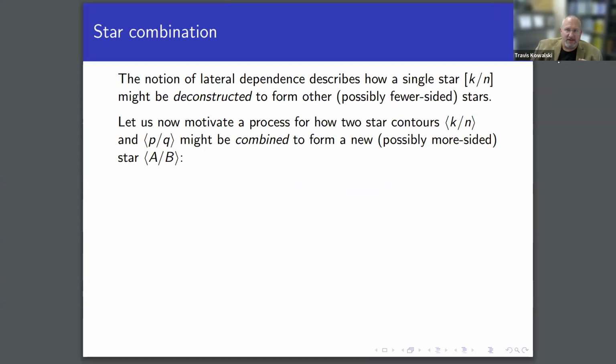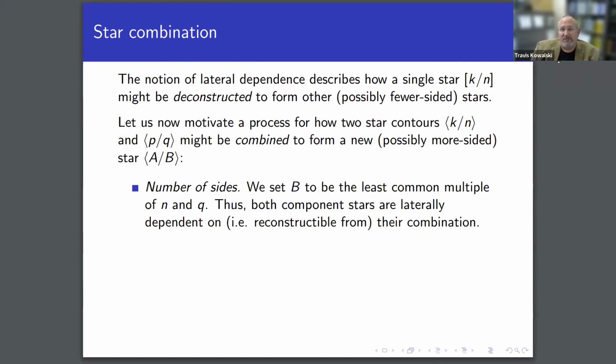The notion of lateral dependence describes how you could take a big star and find smaller, that is fewer sided, stars inside of them. So I want to go in reverse. I want to take two small stars and combine them together to form a bigger star. So if the two stars are k over n and p over q, I'm going to motivate how I'm going to define this operation. So first, the number of sides of the big star: I'm going to set it to be the least common multiple of the two stars I build. That way, the star that they compose will be laterally dependent on it, so I can reconstruct each of the two smaller stars from the thing I build from them.